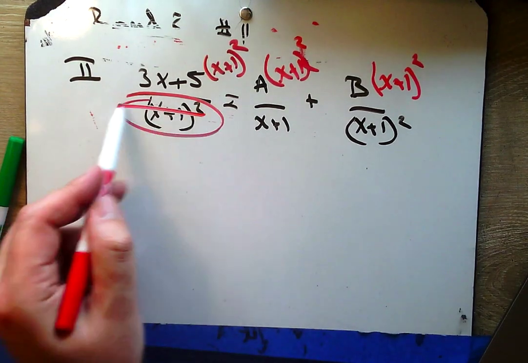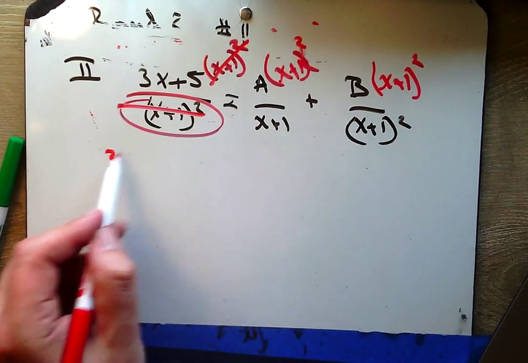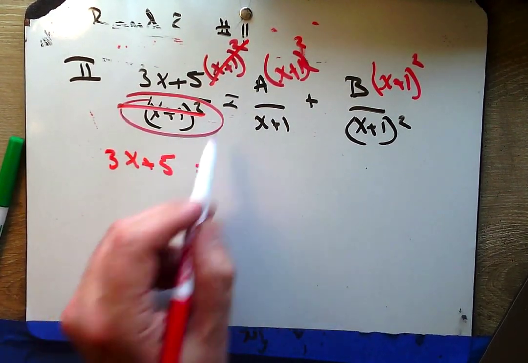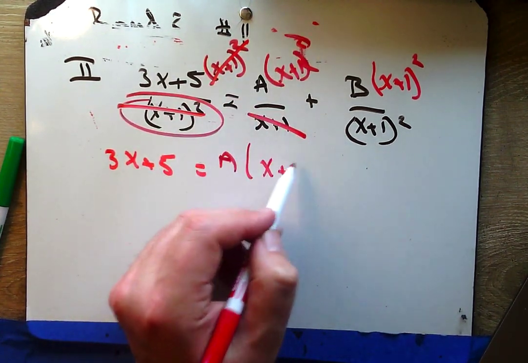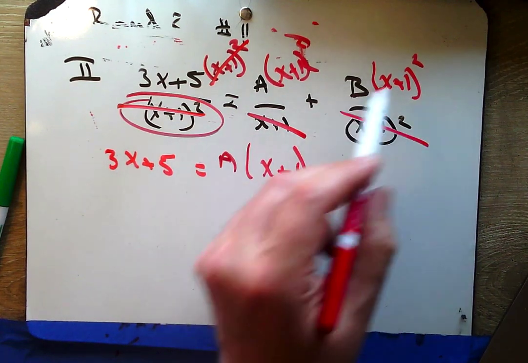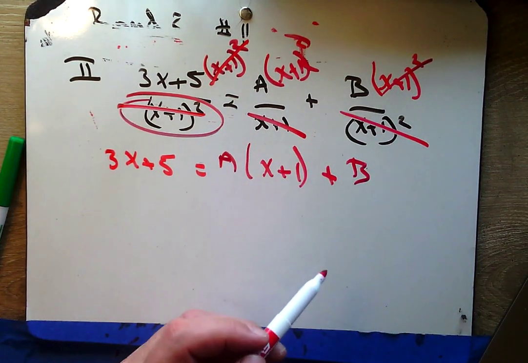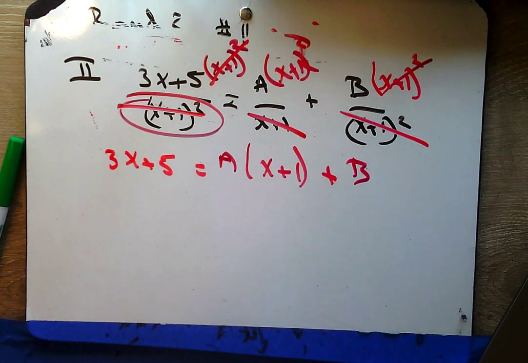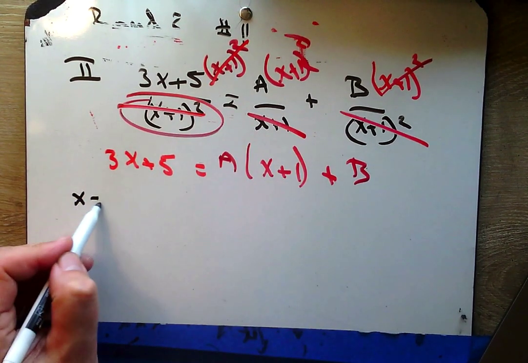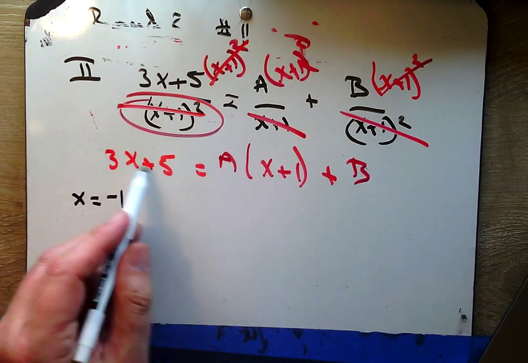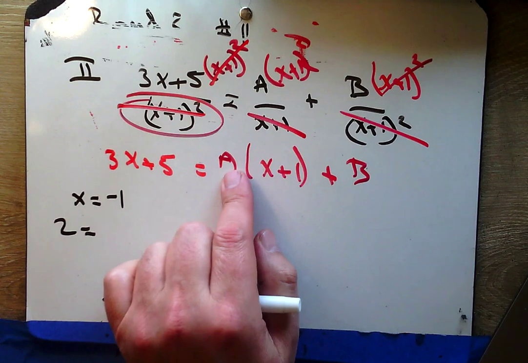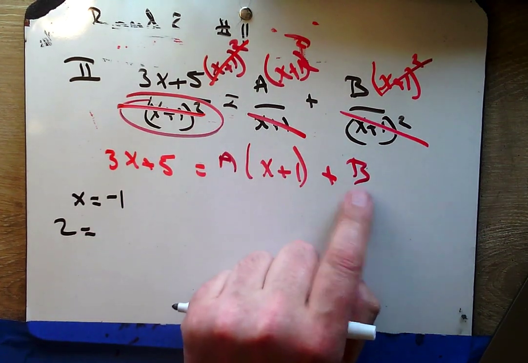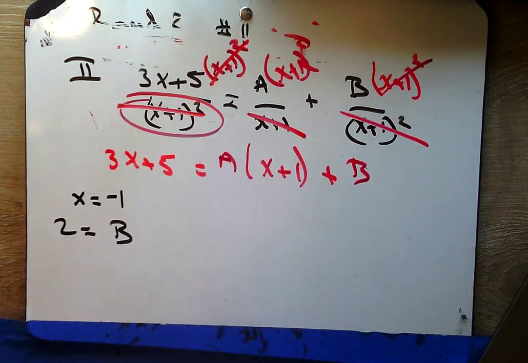Great, so we have some canceling. And we've got our 3x plus 5 then our equal sign. This takes one of those, a, x plus 1, and b, these cancel, and I just have b by itself. So here I only have one magic number, -1. If I make x equal to -1, I'm going to have -3 plus 5 is 2. -1 plus 1 is 0, and 0 times a, that's going away. So I just have b here.